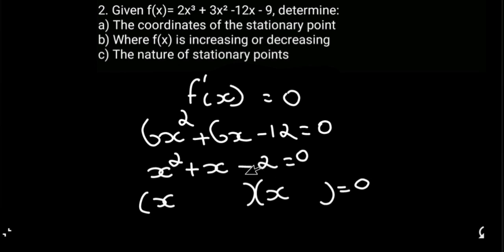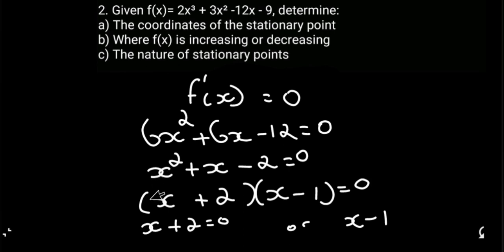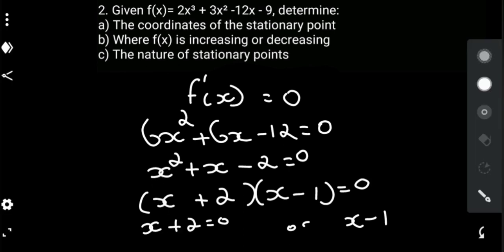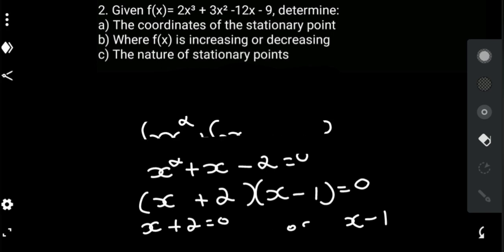we need to find two factors of -2 that if we multiply them, they're going to give us -2, and if we add them, we're going to get a middle term of 1. So it's going to be +2 and -1. We could set up this bracket to be equal to 0, or this bracket could be equal to 0. So let me erase the top part.